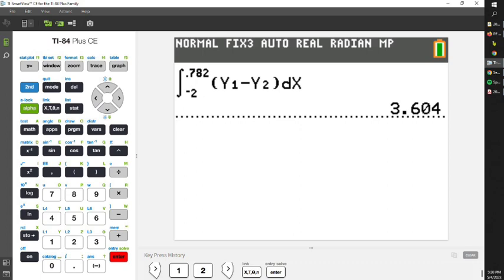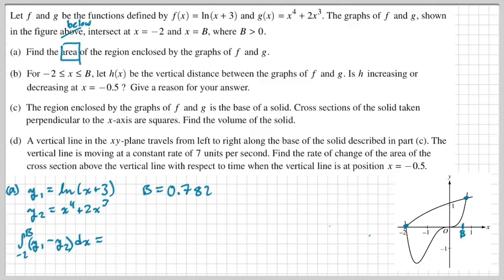3.604 is my area. Okay, so I go ahead and box that sucker and I'm done. Well, actually, I didn't even box it. Okay, here, I can box it. Boom. Okay, next, B. Now, when reading B, it says for the interval, we're familiar with that.